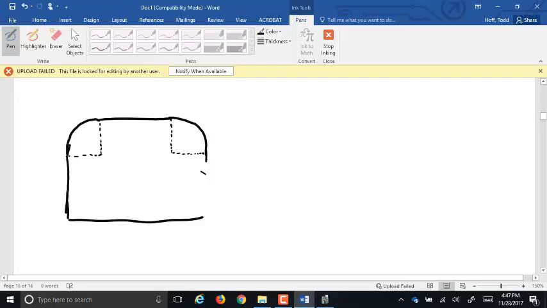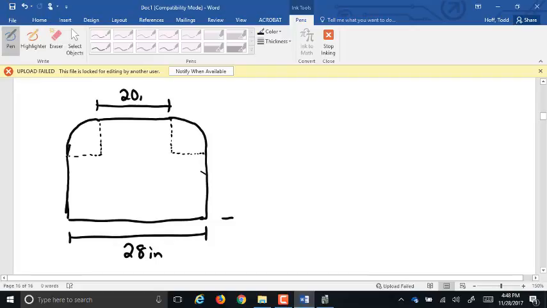So what we have here is basically a rectangle that has had both of those top corners rounded off. This rectangle here is going to be 28 inches in this direction. Let's say that it is 20 inches in this direction. And we'll call it 22 inches here.